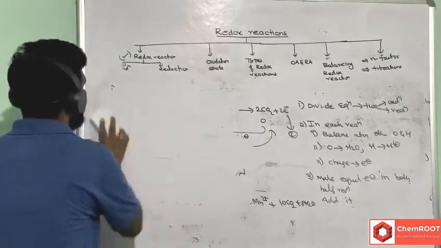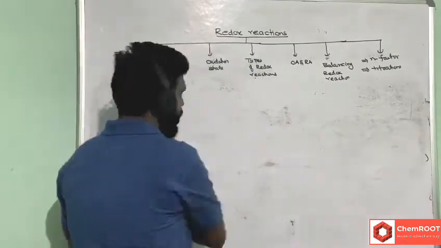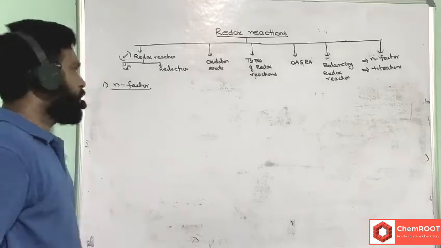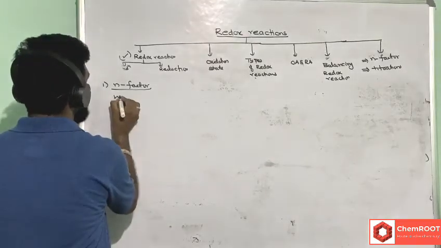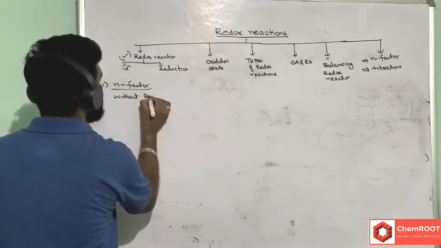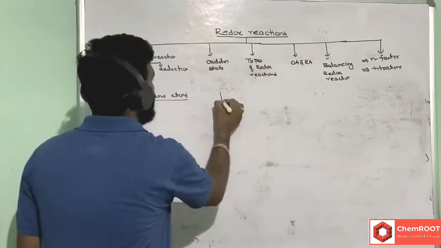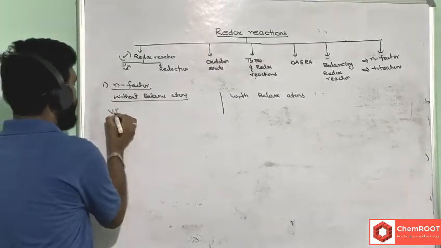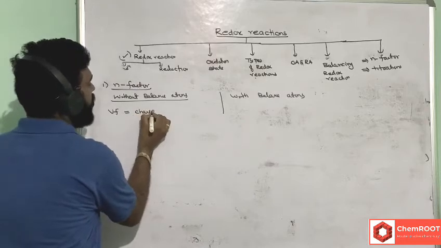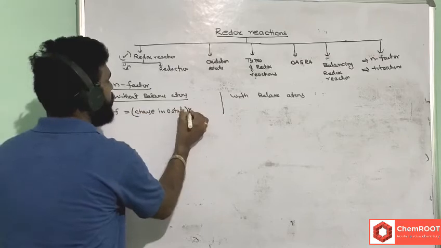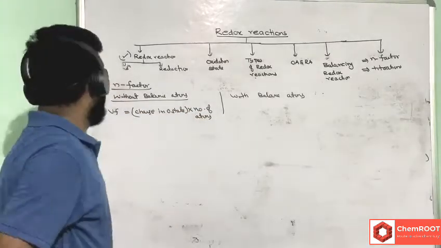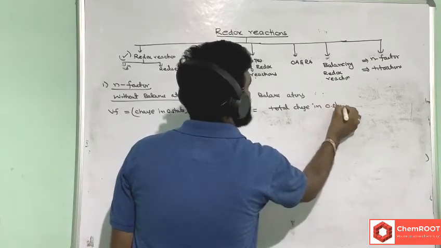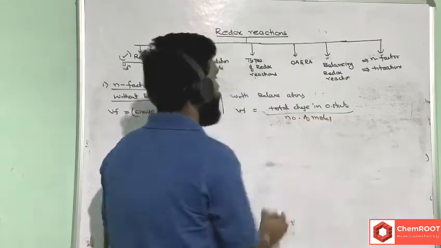And finally, we have come to the N factor. N factor is also called the valency factor. Generally we can do it by 2 methods: without balancing atoms, and with balancing atoms. Without balancing atoms, the valency factor or N factor is the change in oxidation state into the number of atoms. With balancing, the valency factor is the total change in oxidation state by the number of moles. So these two methods are there.